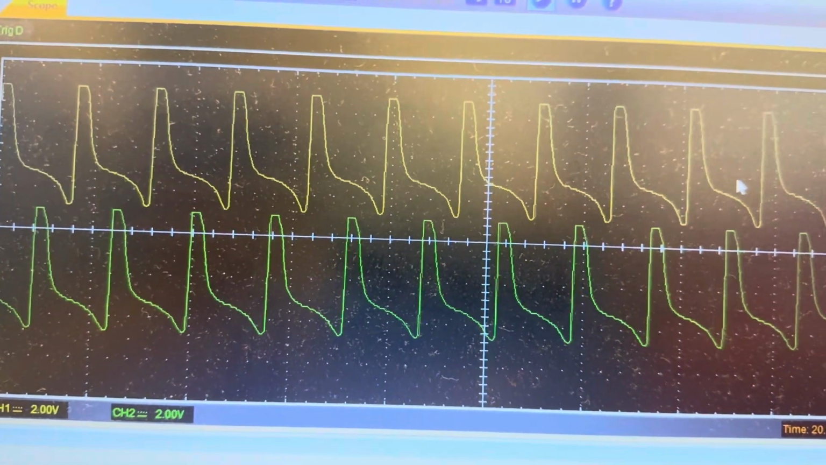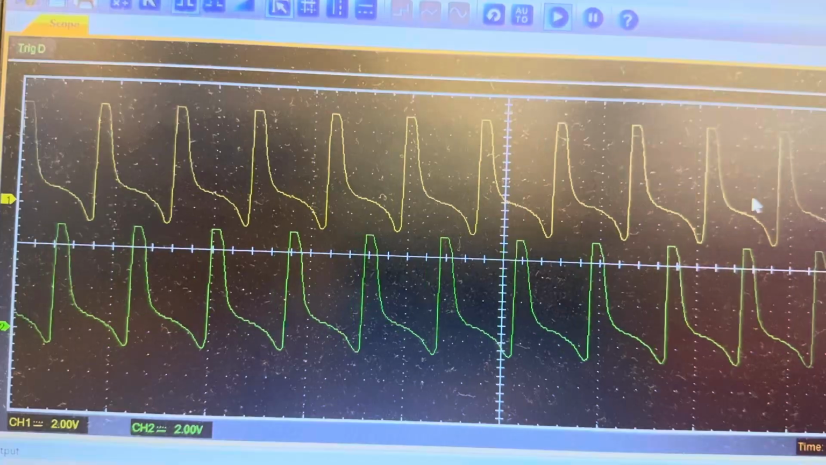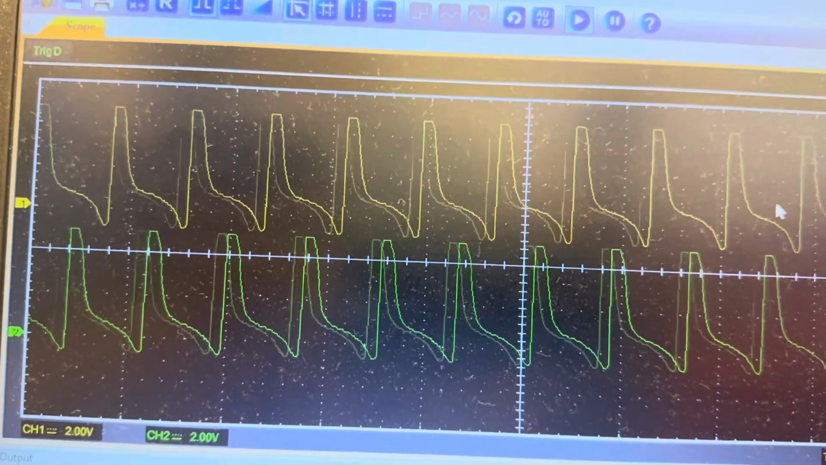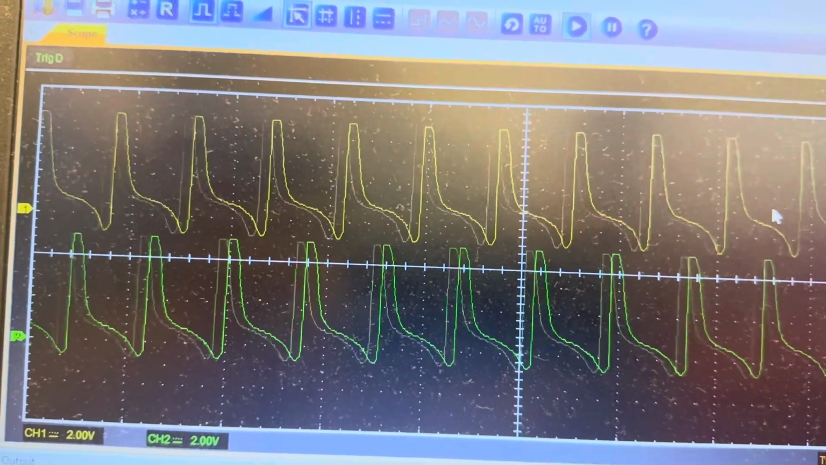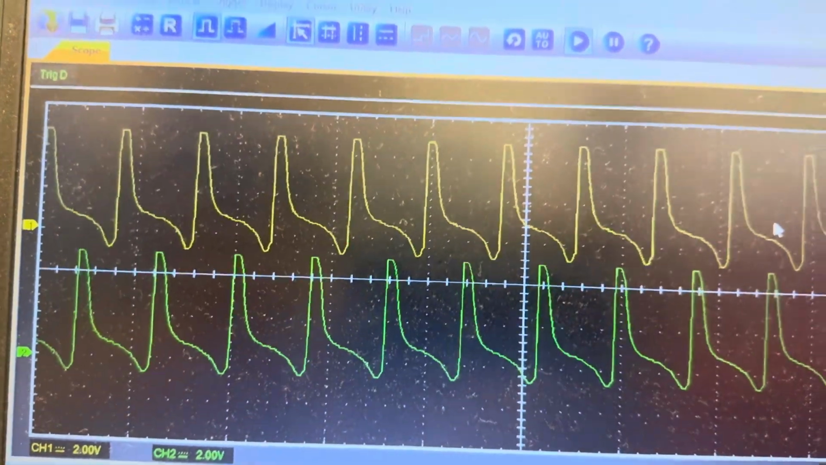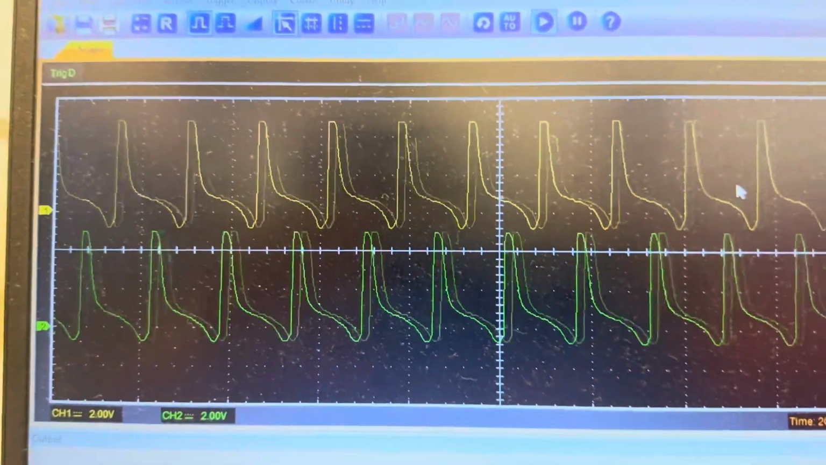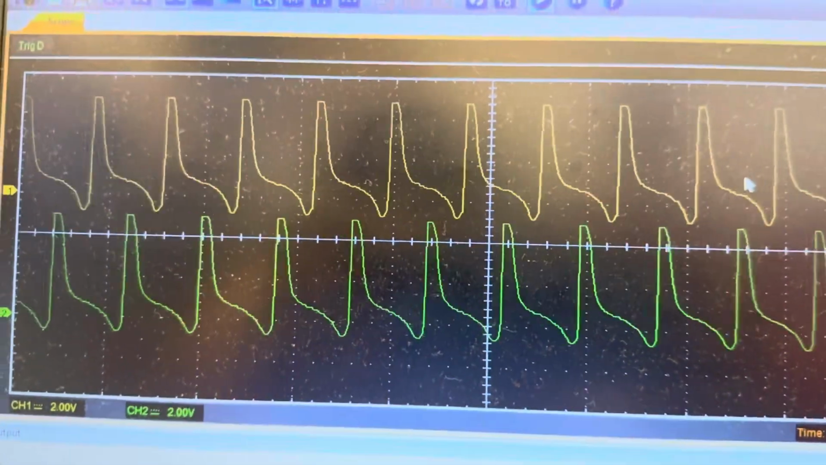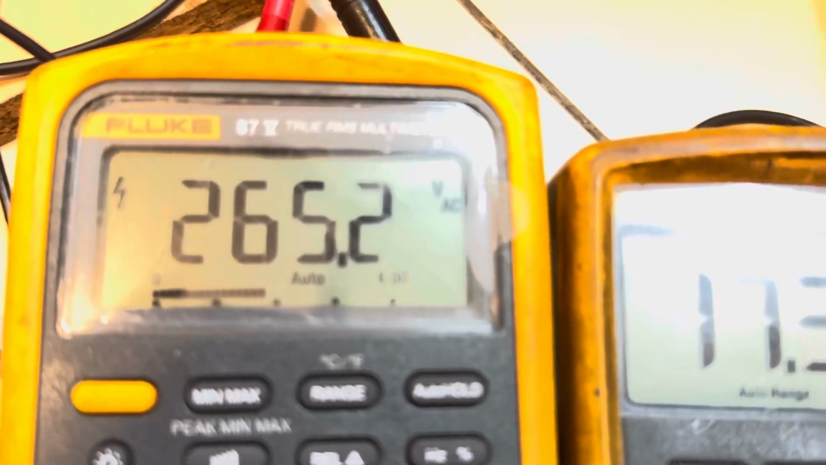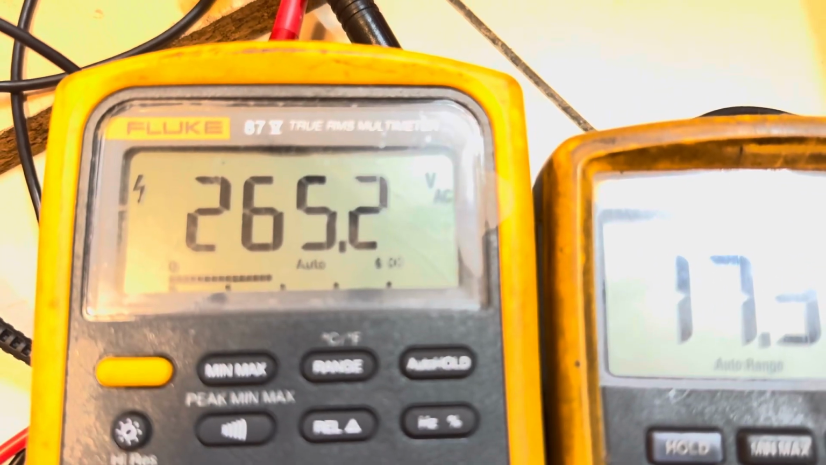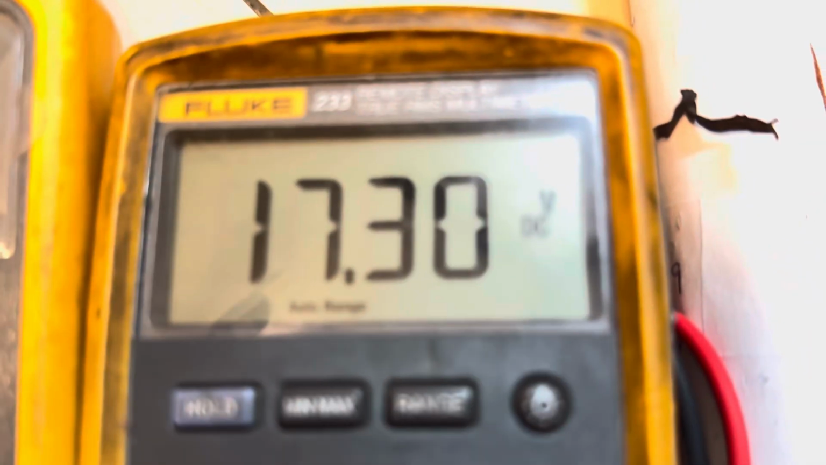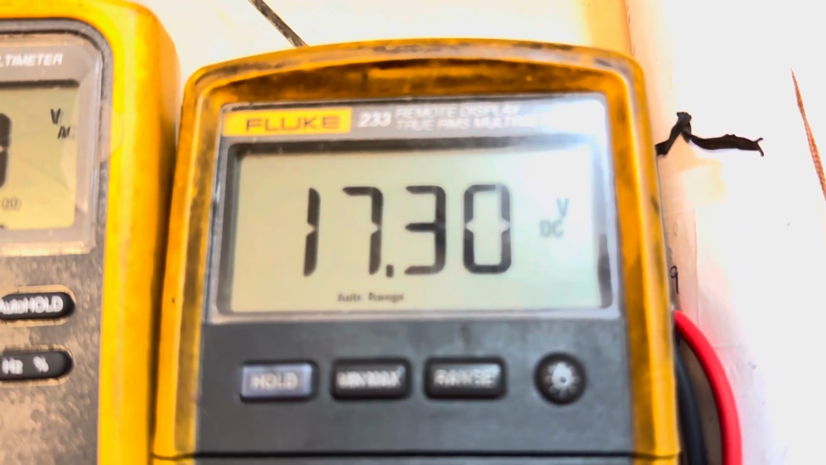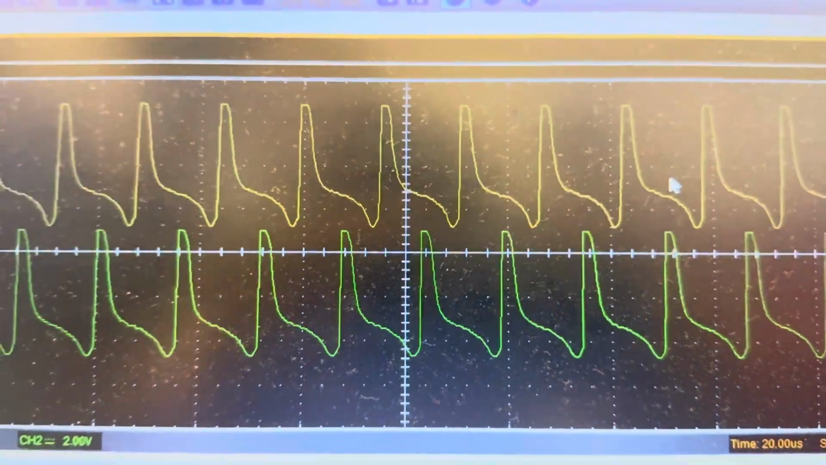I am reducing the voltage. You can see at 17.11 volts DC, the circuit is operating. You can see this is the maximum PWM done. And now at this point, my output voltage is 265 volts AC and the supply voltage is 17 volts DC. And the PWM data, I will show again. You can see this is the PWM data.